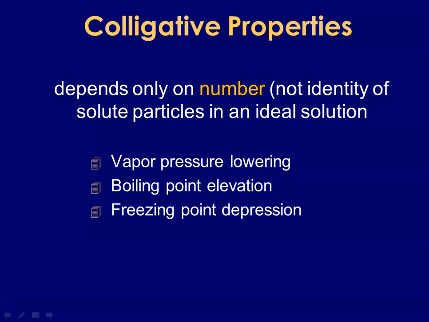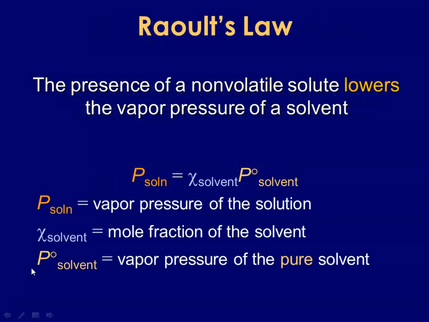They can have an impact on the vapor pressure by lowering it, on the boiling point by elevating it, and on the freezing point by depressing it. So we're going to start by talking about vapor pressure, and Raoult's law is used to describe how a non-volatile solute, a solute that is not exerting pressure, is going to lower the vapor pressure of your solvent.